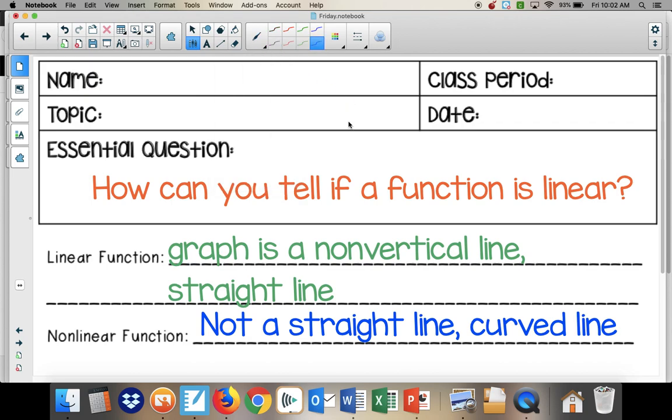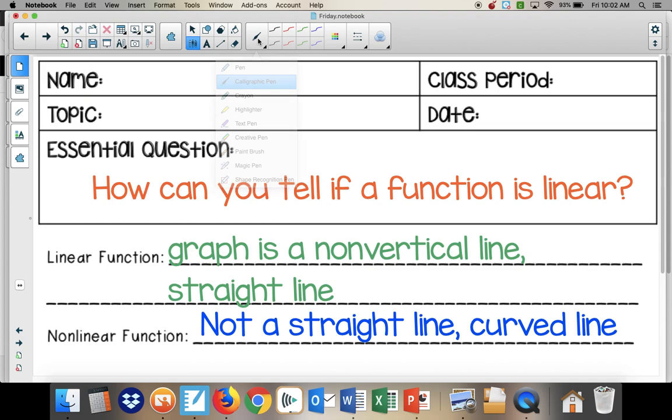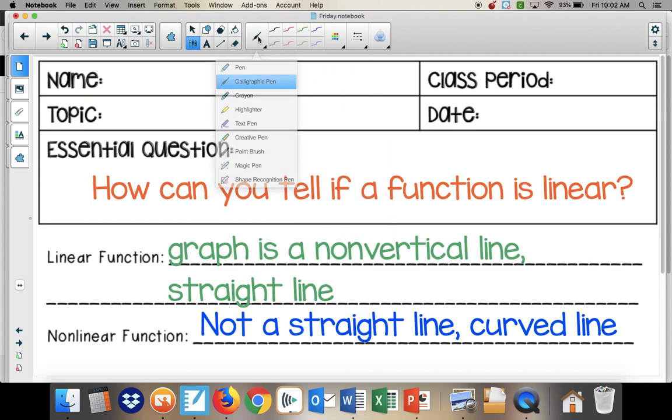So please fill out your essential question. How can you tell if a function is linear? And then we are going to go through what linear and nonlinear mean and continue from there. So as you can see, linear functions are ones that their graphs are non-vertical lines. They are a straight line.